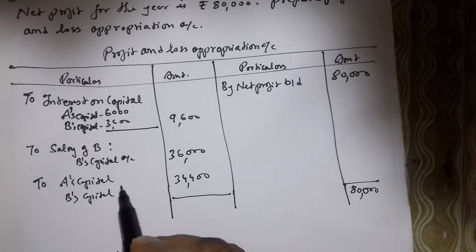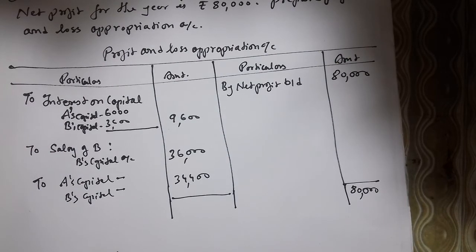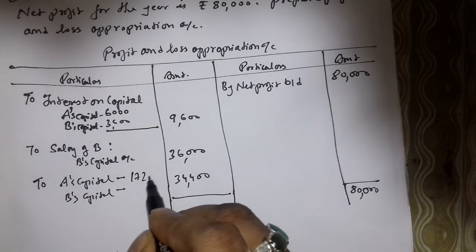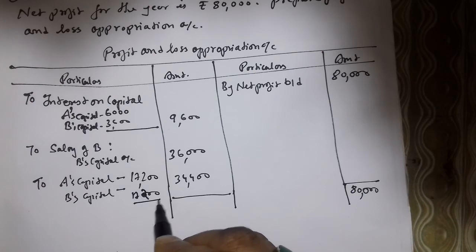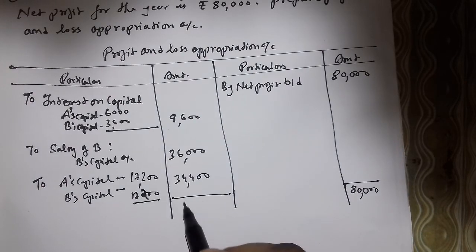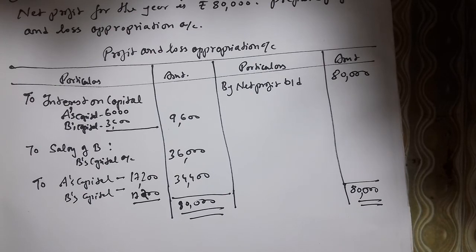This is the profit on appropriation, which is directly divided between the partners. So as profit sharing ratio is not given, always take it as equal share, 1:1. So 34,400 divided by 2, that is 17,200 is the profit of each partner. So now it is 80,000 total on both the sides. So in this way you have to make profit and loss appropriation account.